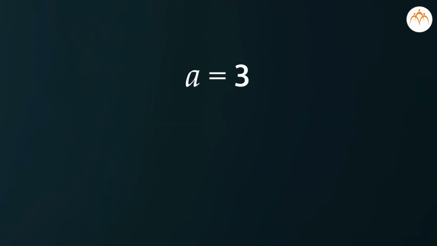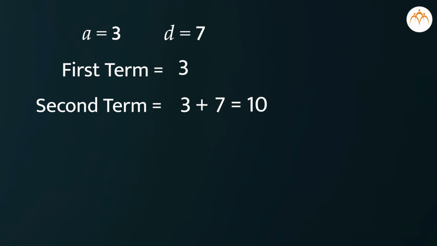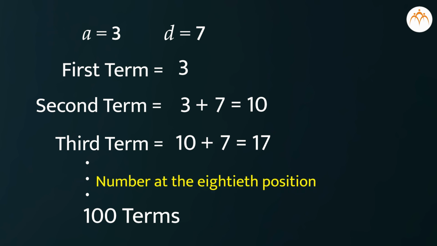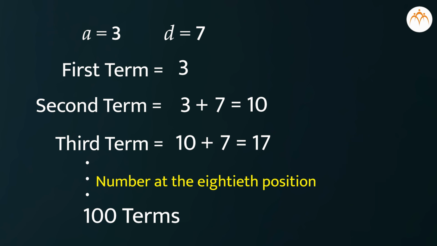Given the first term and the common difference, we can derive some further terms. For example, a equals 3, d equals 7: the first term equals 3 and the second term equals 3 plus 7, that is 10. The third term equals 10 plus 7, that is 17. If there are 100 terms in this sequence, then finding the number at the 80th position will be very complicated using this method. So, let us explore a different method for this.